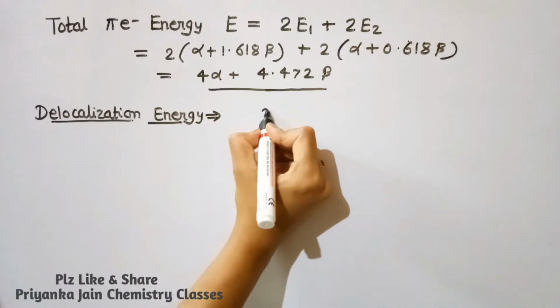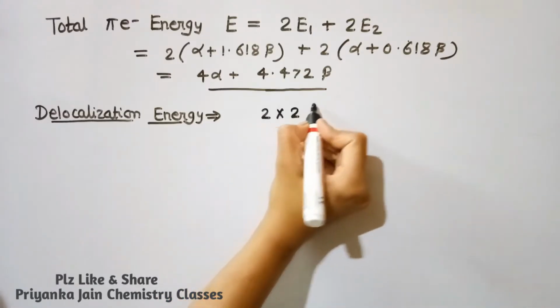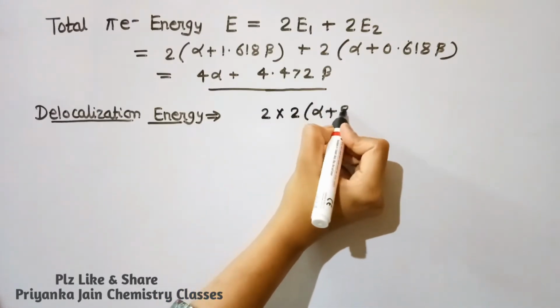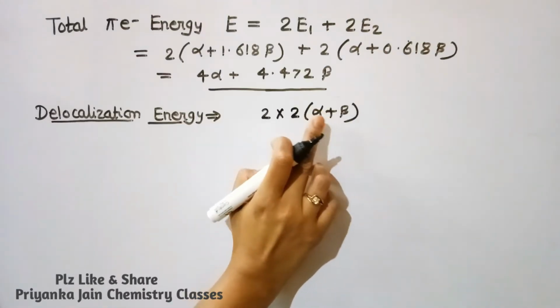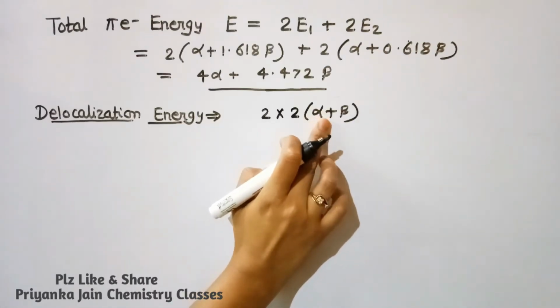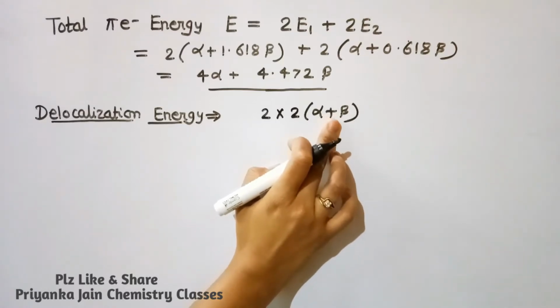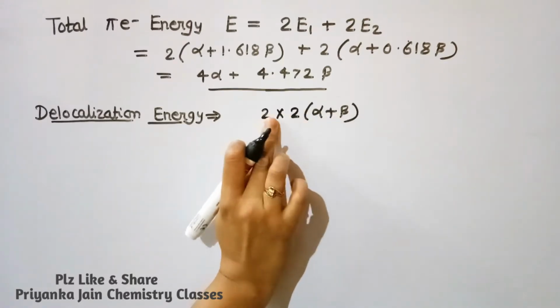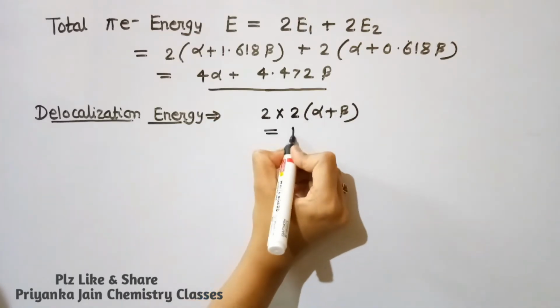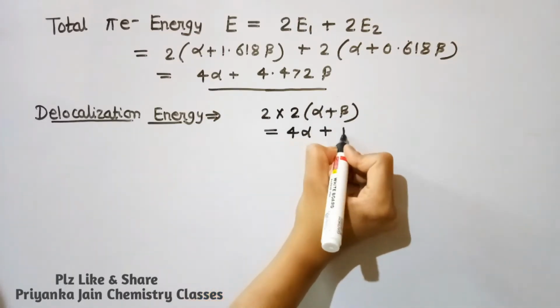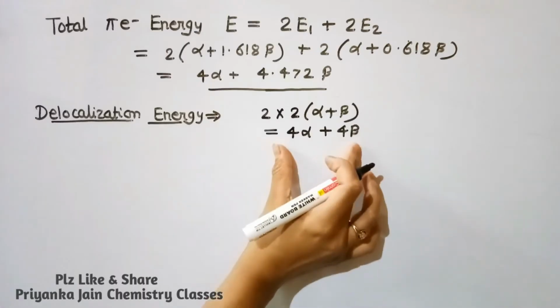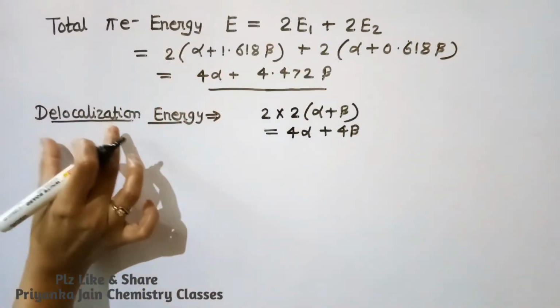The energy will be equal to 2 into (alpha plus beta), because we know that in ethylene the two electrons were in the alpha plus beta orbital or alpha plus beta energy level. So there are 4 electrons, so this energy will be equal to 4 alpha plus 4 beta, and when we subtract this energy from this one, we are getting the delocalization energy.